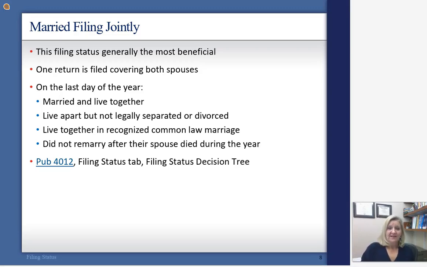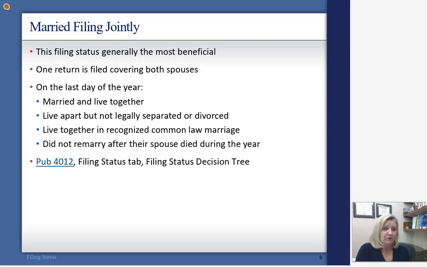So if on the last day of the year they are married and live together, or they live apart but they're not legally separated or divorced, or if they live together in a recognized common law marriage, which the circumstances for common law marriage are many in the state of Iowa. If you've been told that it's 7 years, that's not true. You can be common law married in a very, very short period of time in the state of Iowa. It is dependent on a number of other issues. So if the client tells you that they're common law married, you can believe that and file a joint return for them. You don't need to question their decision.